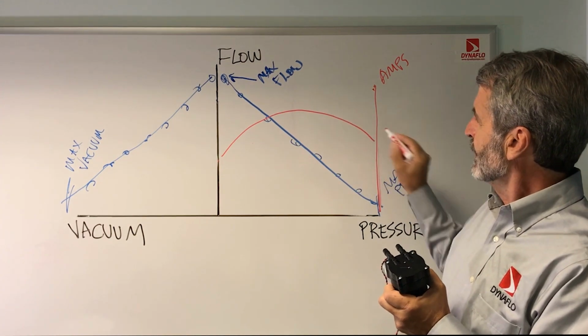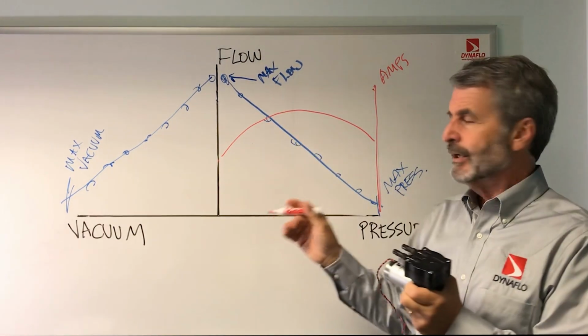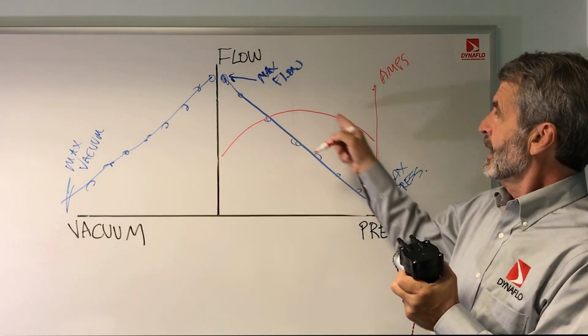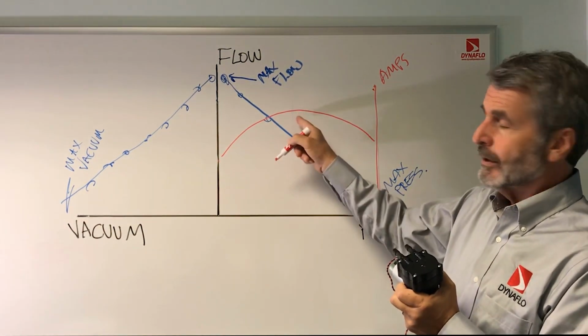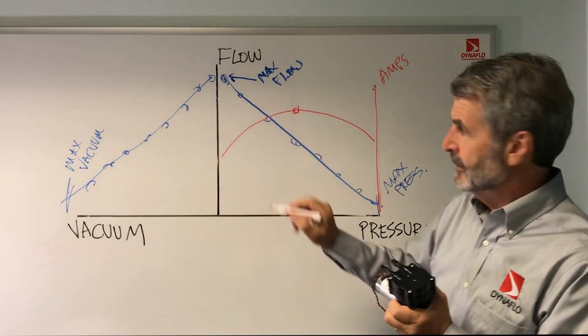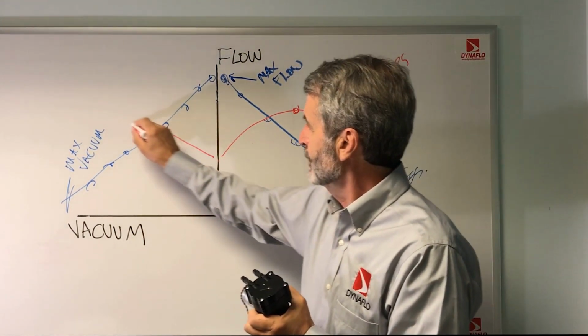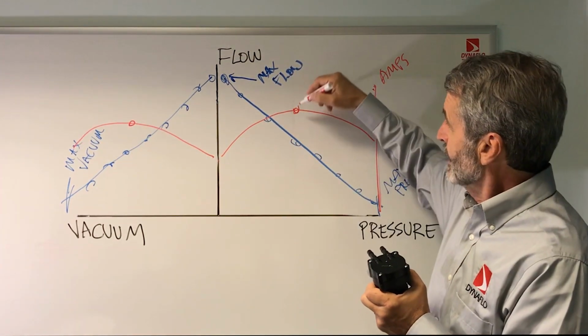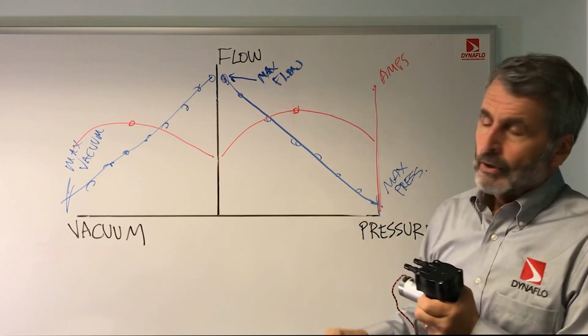diaphragm pumps is that they typically exhibit an inverted curve like this, where the current starts off low, increases and then decreases. This is where the motor is doing the most work, and this is where the highest current is. And similarly on the vacuum side, it does something like this. And that is your max current.